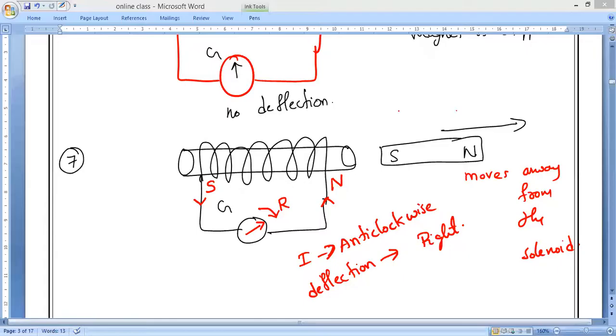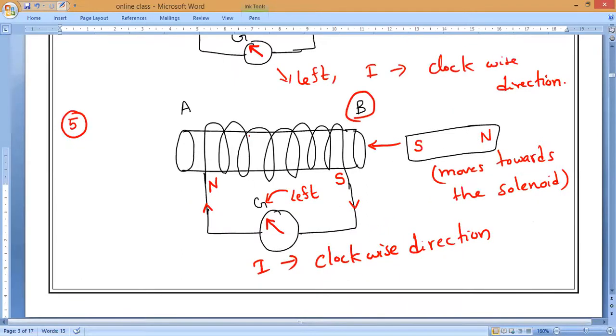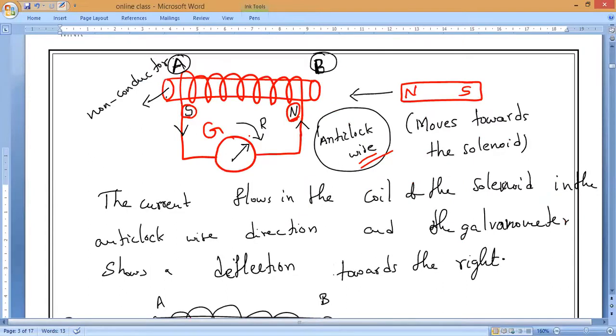All please observe. Now, when the south pole is pushed away from the solenoid, you can see the deflection will take place towards the right side and the current will pass in the anti-clockwise direction, similar to case 2. Now, let me come to case 1 again, from the first case.